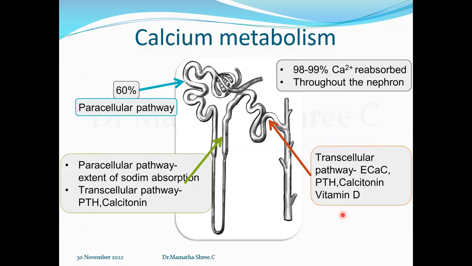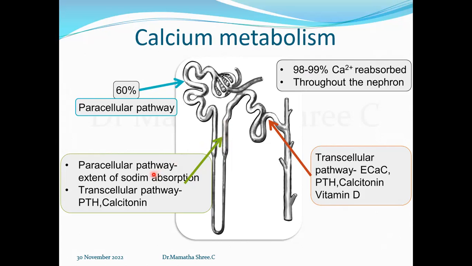Right. Now, as I said, from the ECF, most of the calcium will pass through your nephrons, that is the kidney, out of which 60% is reabsorbed through the paracellular pathway in the proximal convoluted tubule. If you look at this diagram of the nephron, that is your glomerulus, that is your proximal convoluted tubule, then the loop of Henle, the thick ascending limb, the DCT, and the collecting duct, right? So from the PCT, through the paracellular pathway, 60% of the calcium is reabsorbed. Then through the thick ascending limb, again through the paracellular pathway, it is reabsorbed.